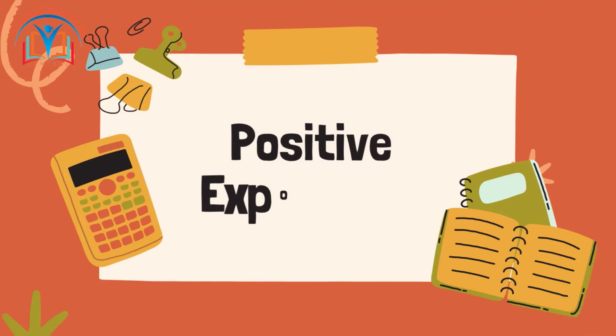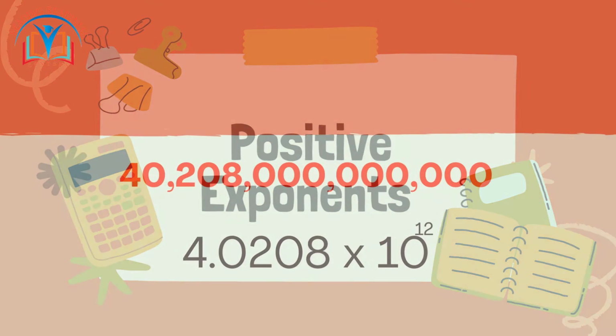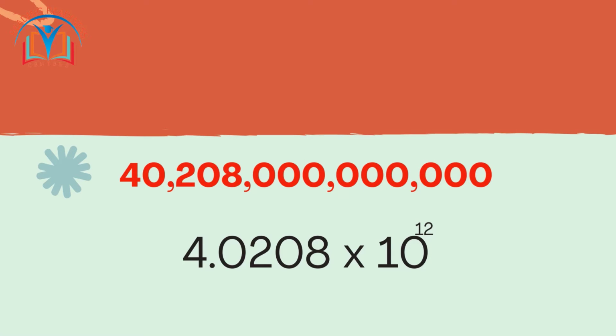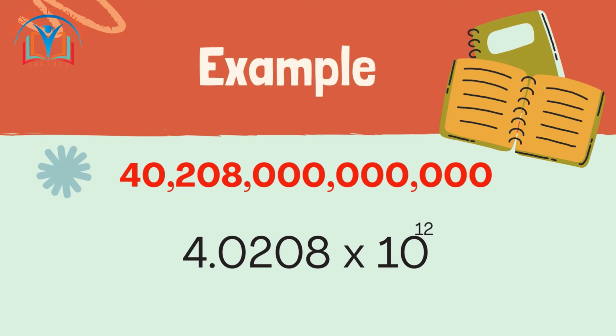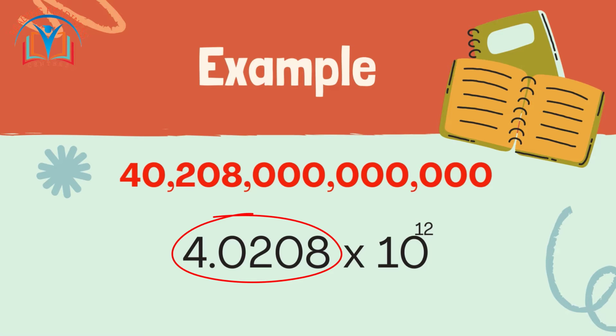Positive exponents. Let's take our star distance, 40,208 billion kilometers. In scientific notation, this becomes 4.0208 times 10 to the power of 12. Here, 4.0208 is our coefficient, and positive 12 is the exponent. It tells us to move the decimal in the coefficient 12 times to the right, adding zeros as needed.